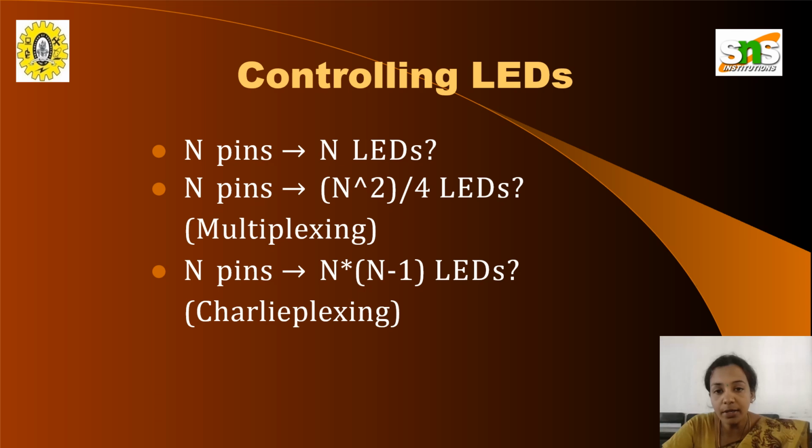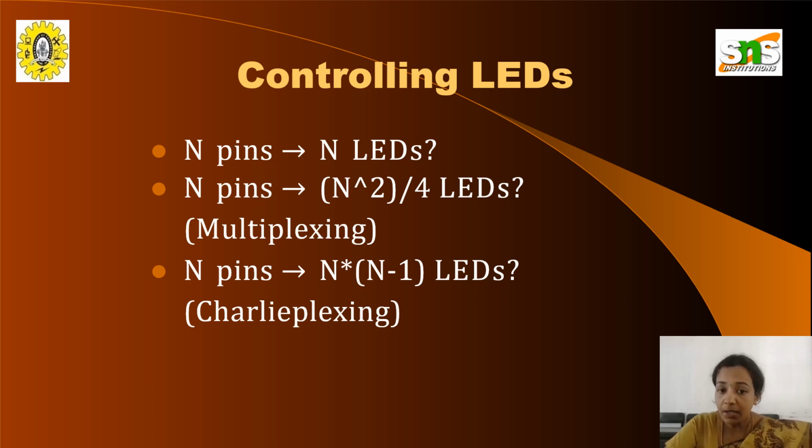So, controlling LEDs. To control the LEDs, N pins will be there. N pins will be nothing but N LEDs. So 2 power N is nothing but the number of LEDs that can be used. If we are using a multiplexer, then 2 power 2 is 4, a 4 cross 1 multiplexer. So that is the logic.